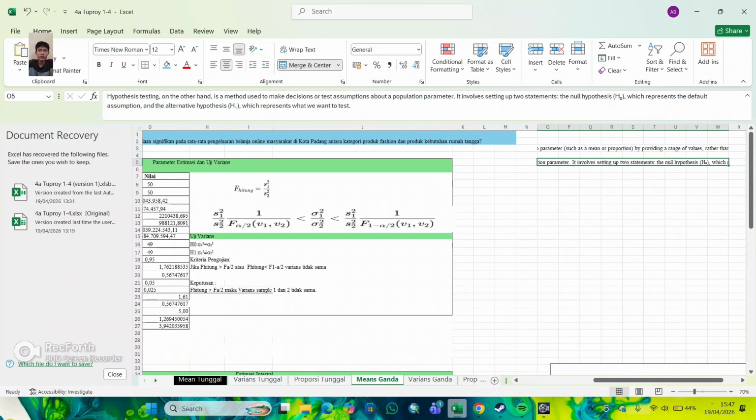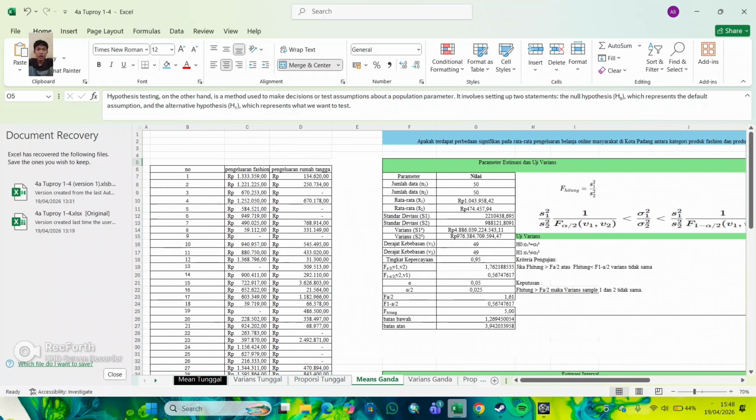The next one is about hypothesis testing. On the other hand, hypothesis testing is used to make decisions or test assumptions about a population parameter. It involves setting up two statements: the H0, which represents the default assumption, and the alternative hypothesis, or H1, which represents what we want to test.